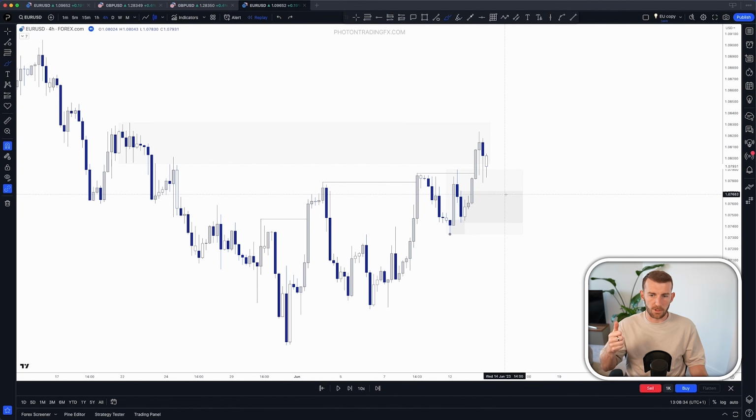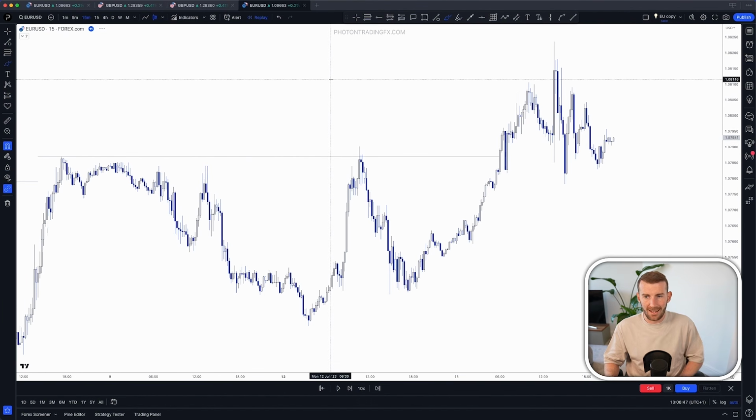So the daily chart's giving us a bullish bias, the 4-hour chart is giving us our bullish bias. Okay, we've pulled back into daily demand already. Ideally, I would like to see price come into this 4-hour demand, right? And then we can look for a continuation of that move. So now let's take a look at the M15.